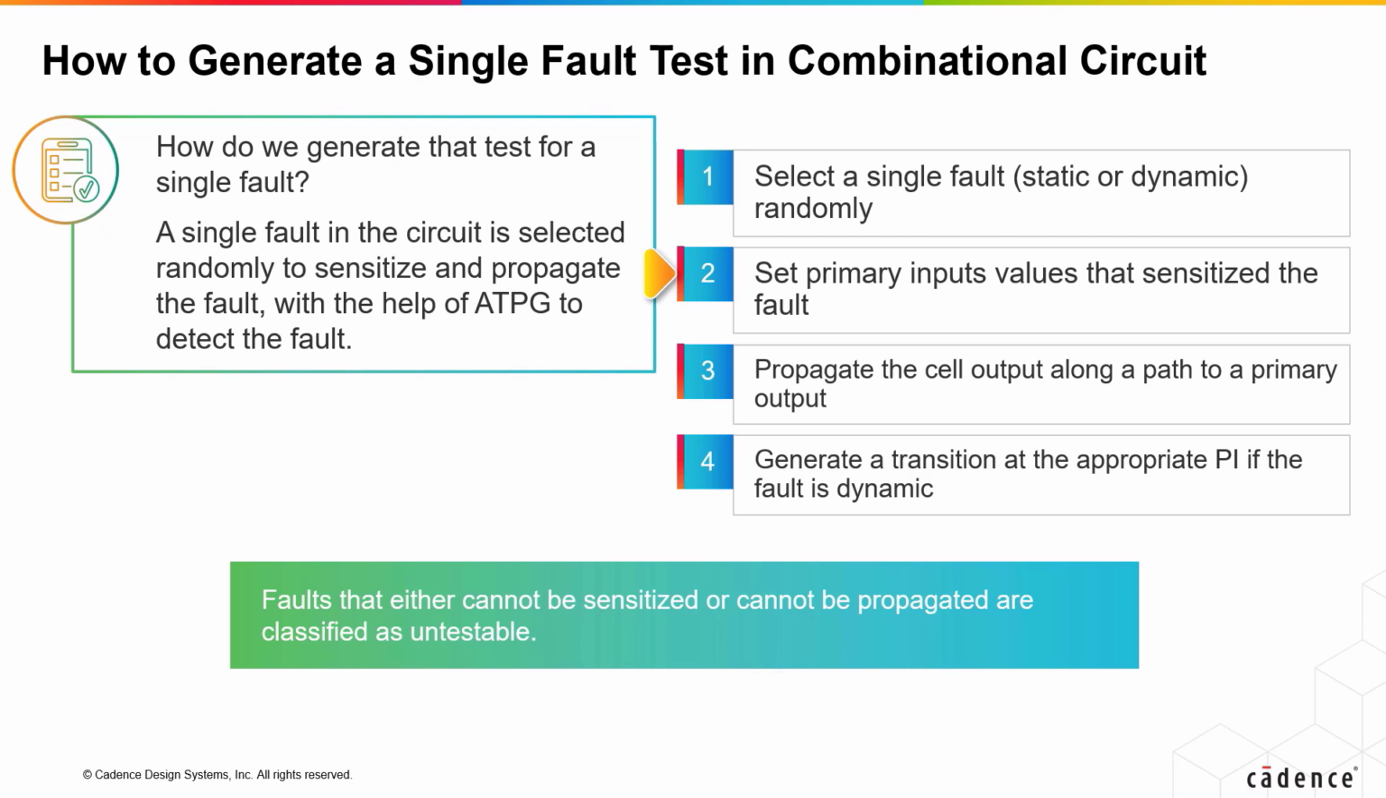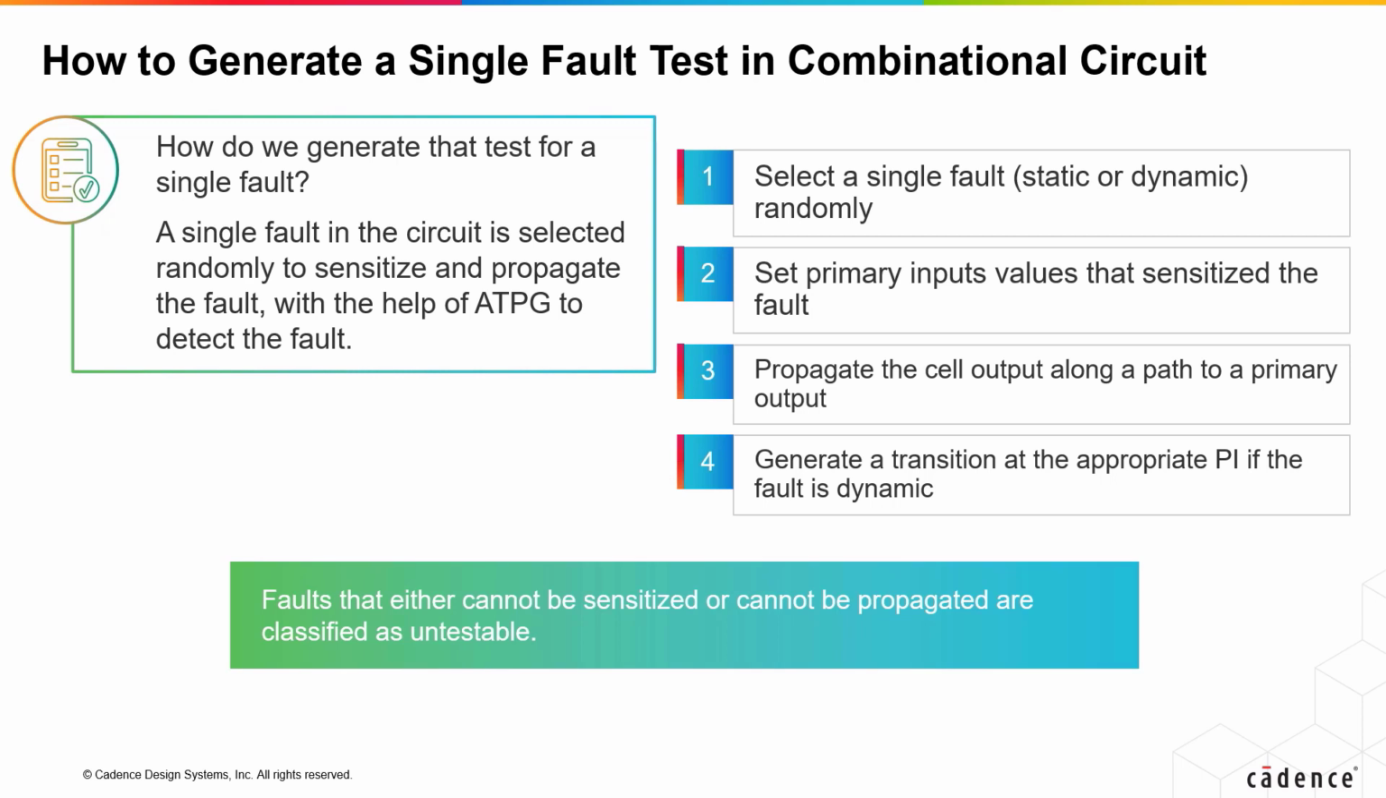The back cones for these values are traced to determine the additional primary input values needed to force these values. Then the forward cone from the cell output that is affected by this fault is traced to find a primary output that can observe the value. The back cone from that primary output is then traced to determine what additional primary input values need to be set to sensitize the path from the cell output to the chip primary output. Note that, for a dynamic fault, the test must also specify a specific transition, 0 to 1, or 1 to 0, on one of the primary inputs.